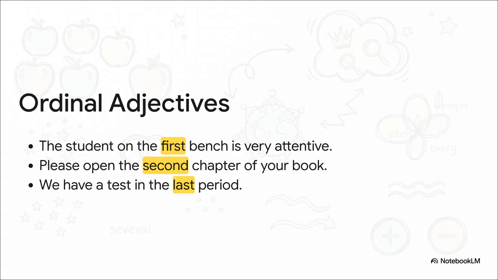The student on the first bench is very attentive. The word first doesn't tell us the total number of benches, does it? It tells us the position. Another example, please open the second chapter of your book. Again, second tells us the order of the chapter. And finally, we have a test in the last period. Last tells us the position of that period in the day.